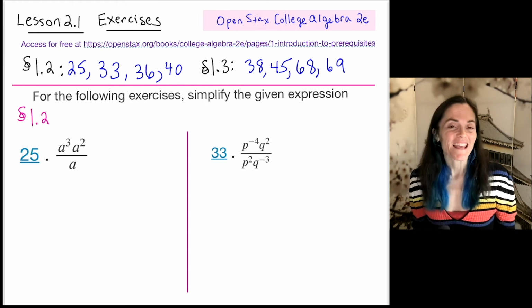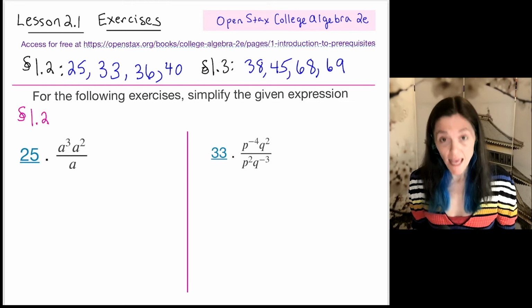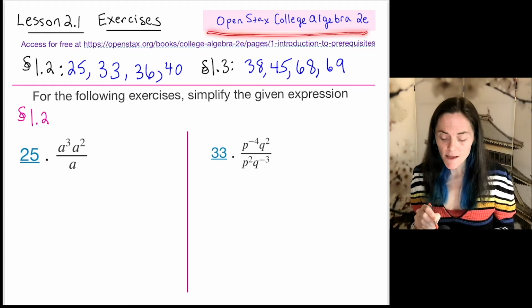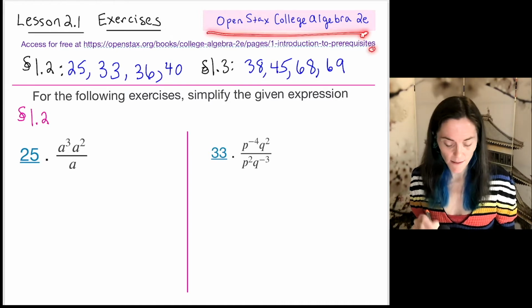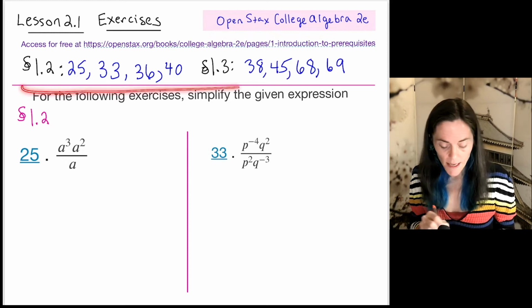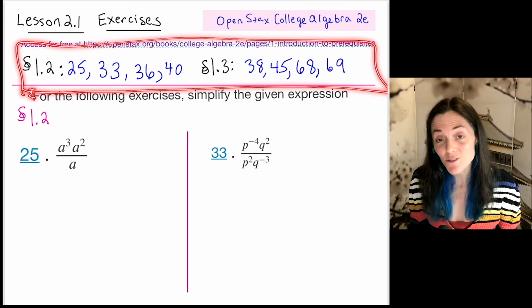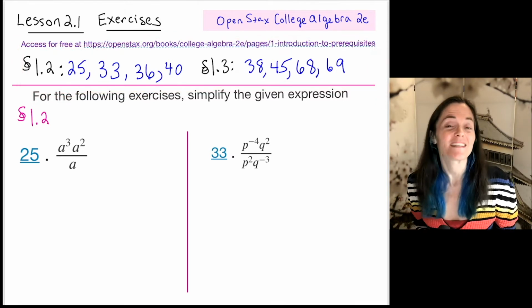We are ready for the exercises for lesson 2.1, which was a lesson on exponents. This lesson, the exercises come from OpenStax College Algebra 2E, and there's a link here. These are the exercises I will be going over. So I recommend you try them first and then come back to this video. We can go over them together.